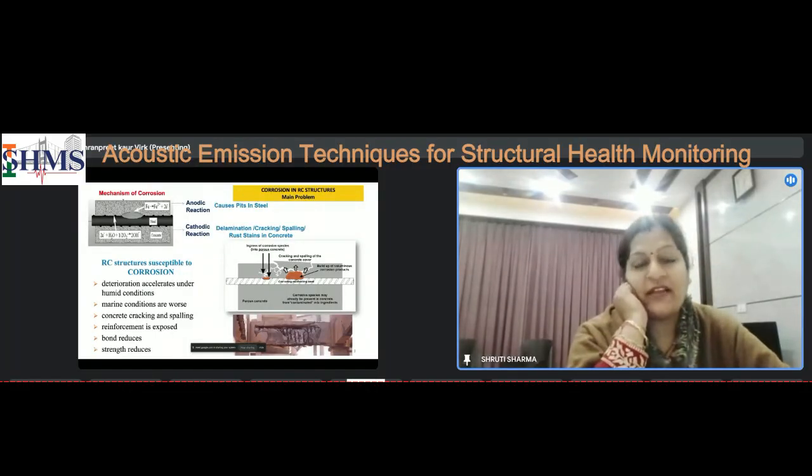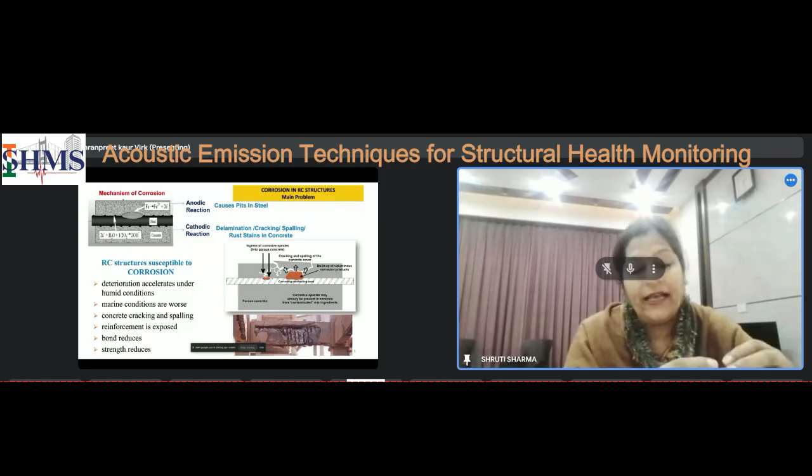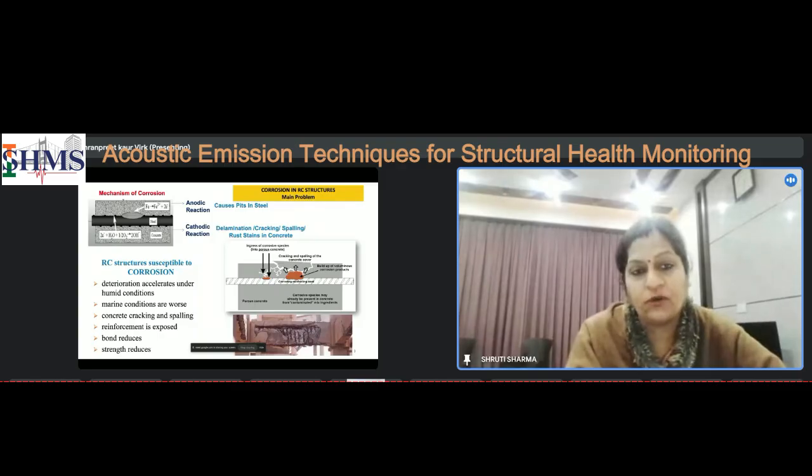This shows the ingress of the ions, and the basic mechanism is that when corrosion happens, two kinds of reactions take place: the anodic and cathodic. The anodic reaction results in the pitting of the rebar, and the cathodic reaction, where the corrosion products deposit on some other region of the rebar, leads to the cracking and spalling of concrete. So we see cracks in the structure, and the load carrying capacity of the structure reduces because the reinforcement is subjected to pitting.